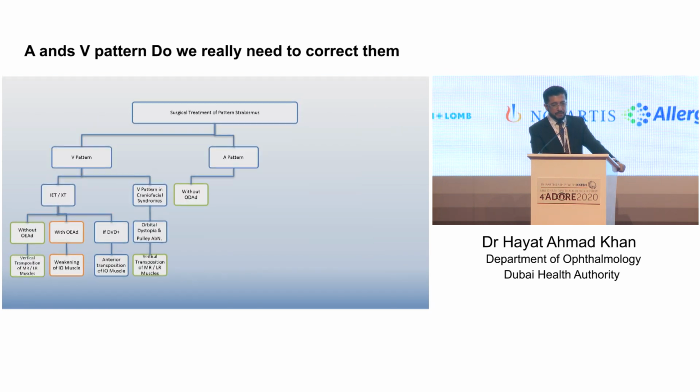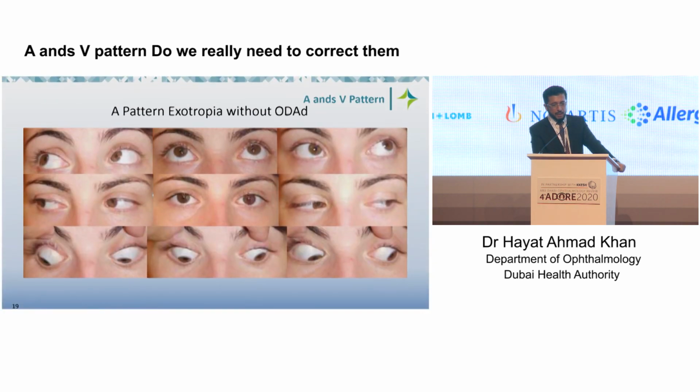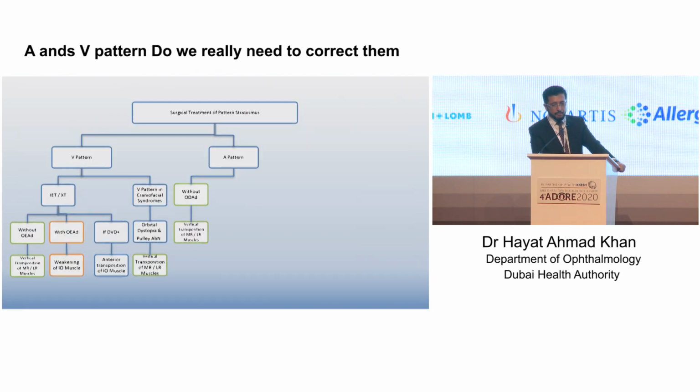Going on to the A patterns, it can be without over depression in adduction, where again offsetting the muscles is the procedure. Here there is a case where there is not significant over depression, as you can see, so only horizontal muscle offsetting can be done. But when there is over depression or superior oblique dysfunction is likely, of course, weakening of the superior oblique can be done.